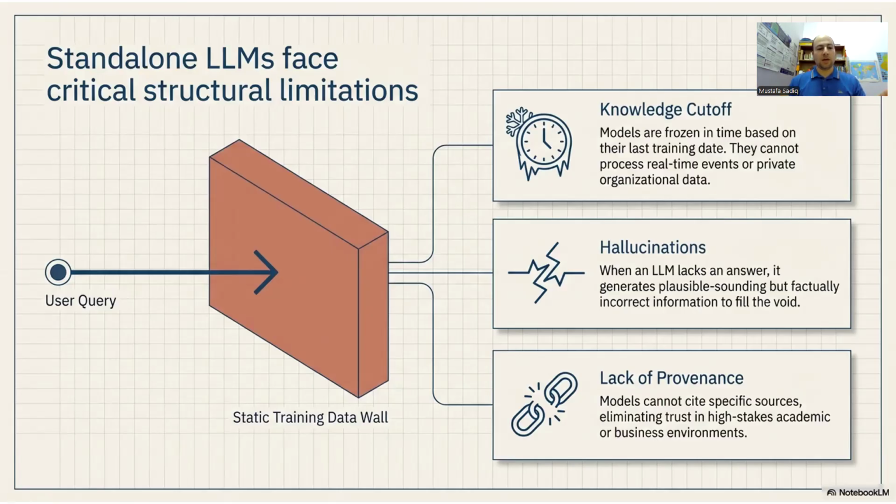So whenever we gave these models, or large language models, any query from the users, we hit what is called the static training data wall, where there is this knowledge cutoff that these models don't know anything about the world that happened after they were trained, because they froze in time based on their latest training data or date.